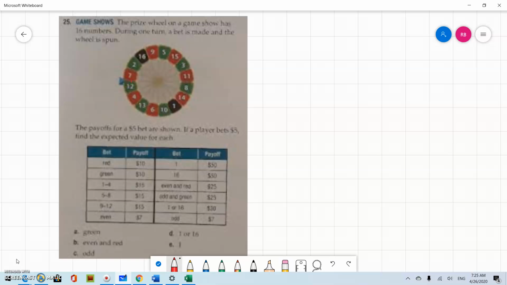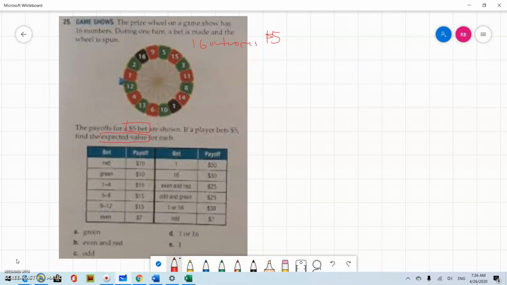But the important thing is not how the game works, but the fact that there is a $5 bet. Meaning that if you don't win anything, you're basically losing money. Okay, that's something that you need to remember. And there are 16 outcomes, right? All right. So then it wants you to find expected value.